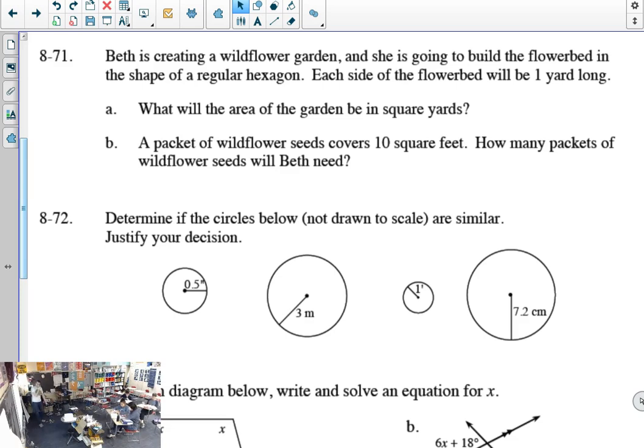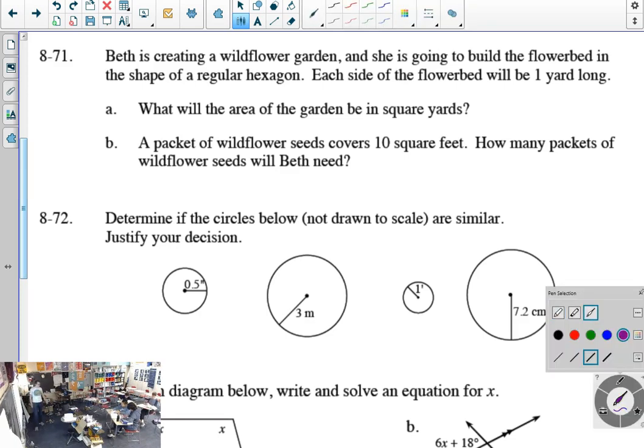So, each side of the flower bed will be 1 yard. What will be the area of the garden? 1.2. How do we solve problems dealing with regular polygons? What have we been doing over the last 3 days?